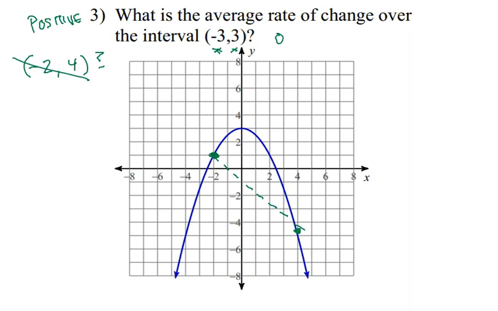They might ask you about negative 4 to negative 2. Negative 4, go down to that point. There it is. Negative 2 is right there. Average rate of change is the slope of the line that connects the two, and it's uphill, so this is positive, and that would be your answer, okay?